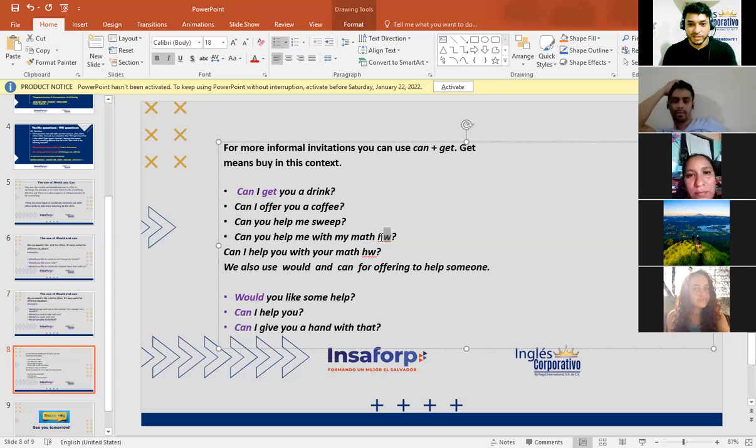How do you call this in Spanish? The abbreviation. I don't know how to pronounce that, but the short form of homework, you can write only HW. Another example, or are they enough?